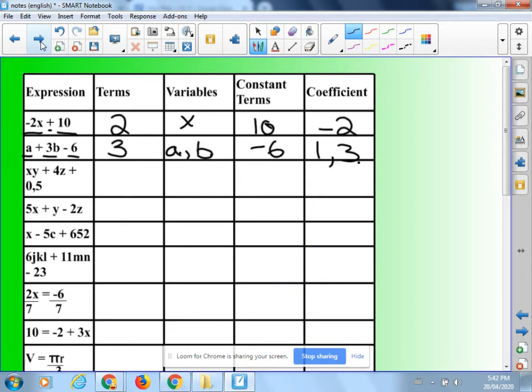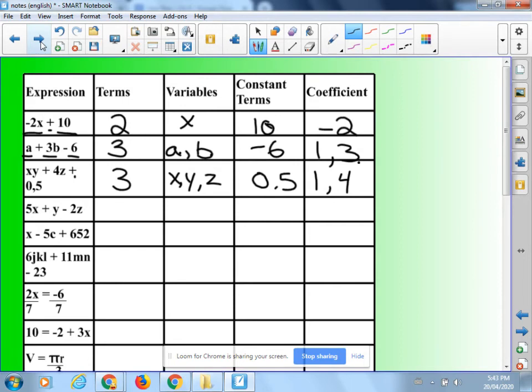Third one, terms. Again, I have the xy, the 4z, and the 0 decimal 5. So I have 3 terms. The variables are x, y, and z. Constant, so the number by itself, well, it's plus 0.5, so I can just say 0.5. And the coefficient, so there is nothing in front of that xy, so I can say there is a 1 there. And that coefficient is attached to both of them because when they're next to each other, they're multiplied, so it's the same coefficient.